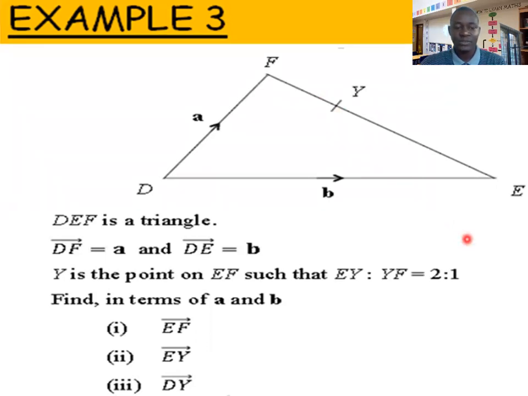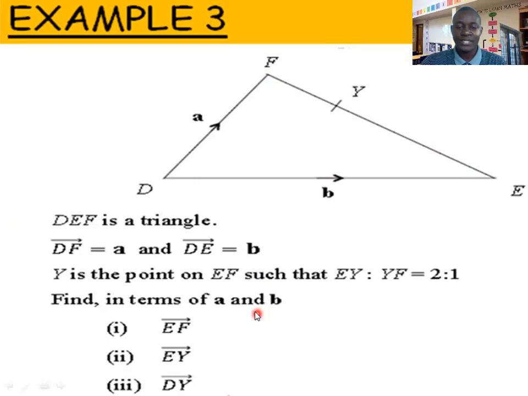DEF is a triangle. DF equals A, DE equals B. Y is the point on EF such that EY to YF is 2:1. Find, in terms of A and B, EF, EY, and GY.